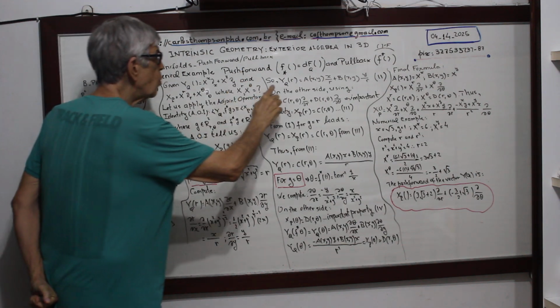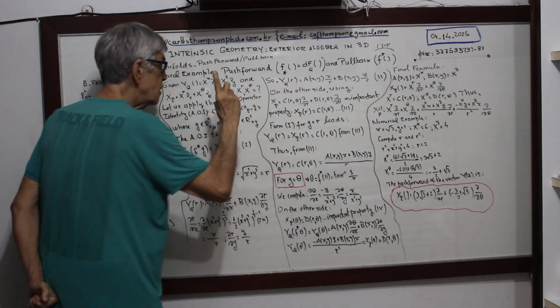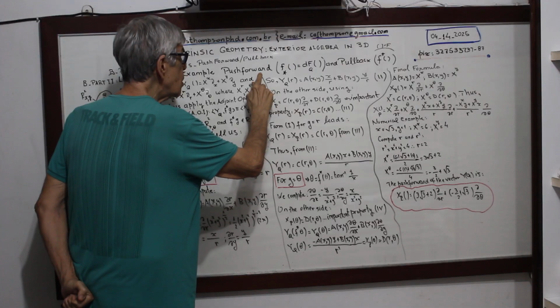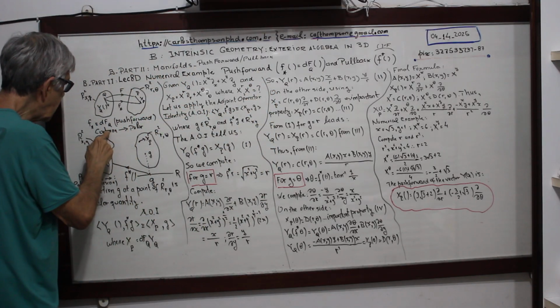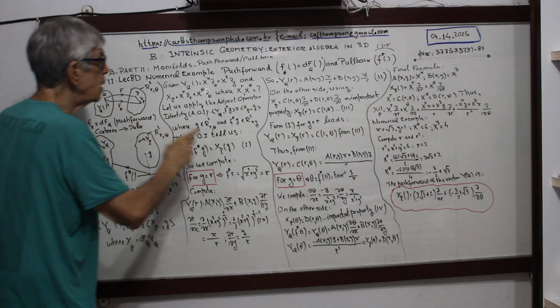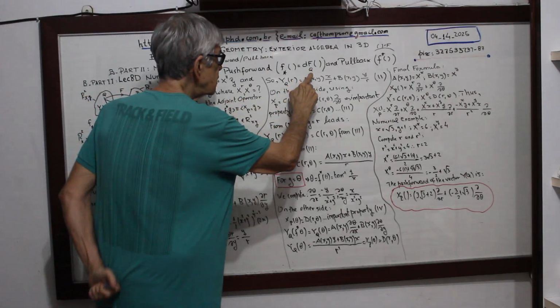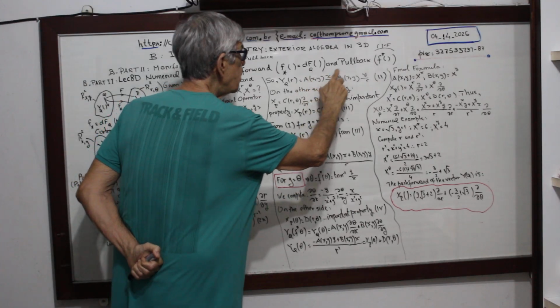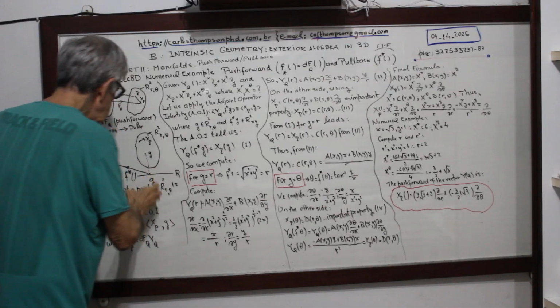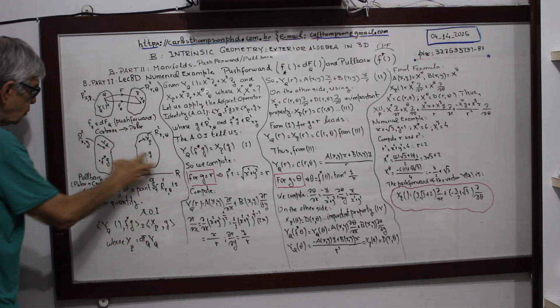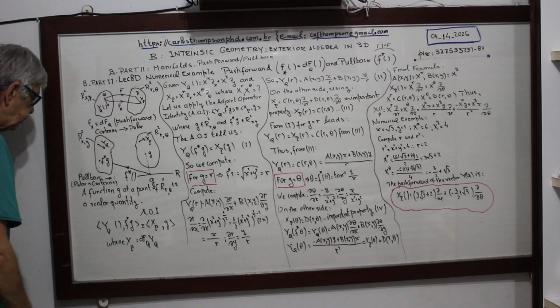Here is a push forward, attention now, from Cartesian to polar, okay? That's why this symbol is over here. And the pullback will be here from the polar to the Cartesian, see?